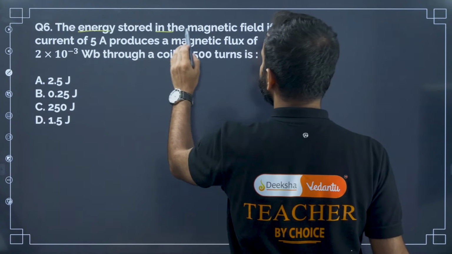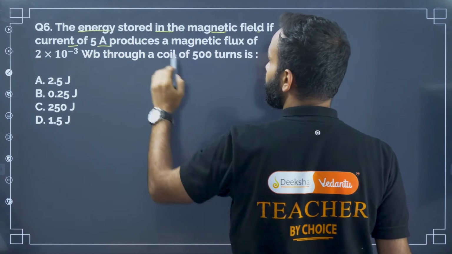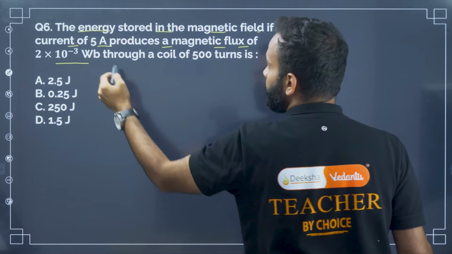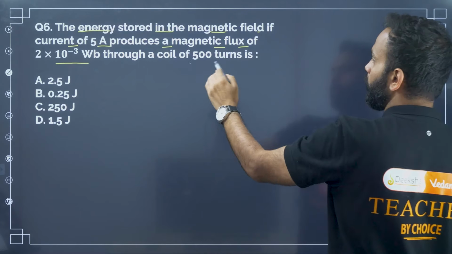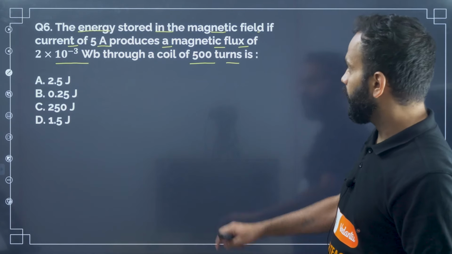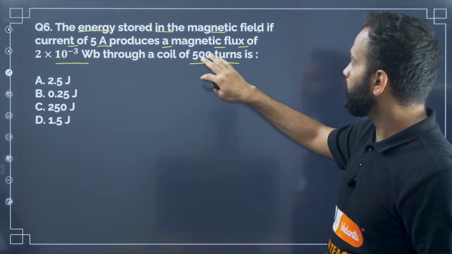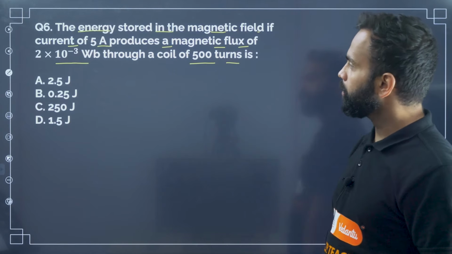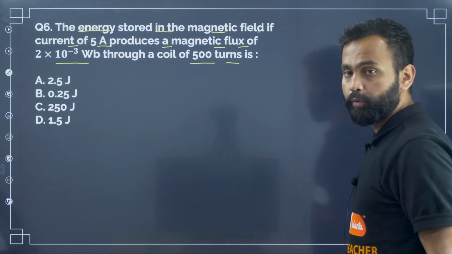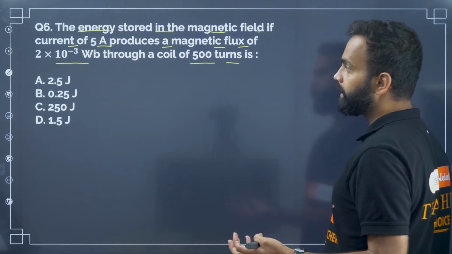The energy stored in the magnetic field if a current of 5 ampere produces a magnetic flux of 2 into 10 to the power minus 3 Weber through a coil of 500 turns is. So we need to find the energy stored in the magnetic field if the current 5 ampere produces a magnetic flux of 2 into 10 to the power minus 3 Weber through the coil of 500 turns, right?